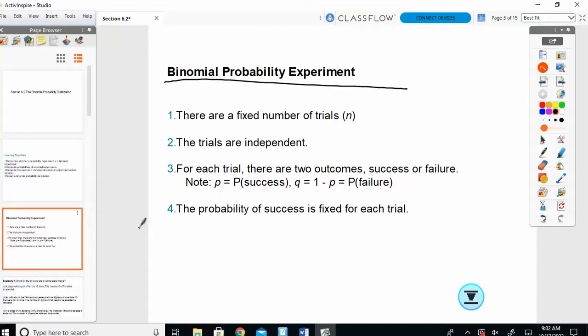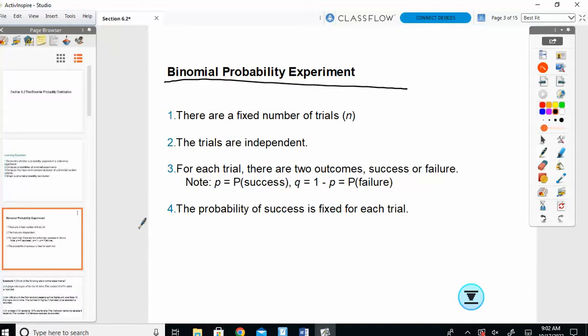So the probability is the same every single time. For each trial, we can only have 2 possible outcomes, success or failure. So if I'm looking at my deck of cards, it could be a club or not a club. I'm not trying to find the probability of getting each suit. I have 2 outcomes, success or failure. And the probability of success is fixed. Every time I have the same probability of success.